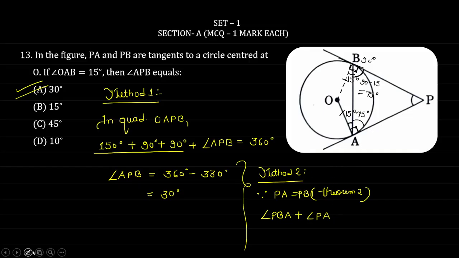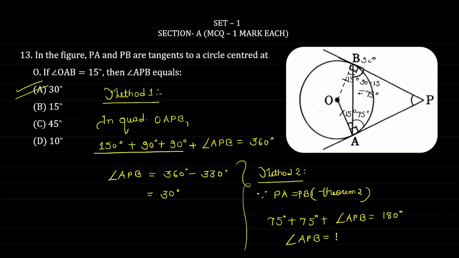Okay, let's directly write it here. So, this is 75 degrees. This is also 75 degrees, plus this angle, that is your angle APB, is equal to 180 degrees. So angle APB is equal to 180 minus 150, which is again equal to 30 degrees.